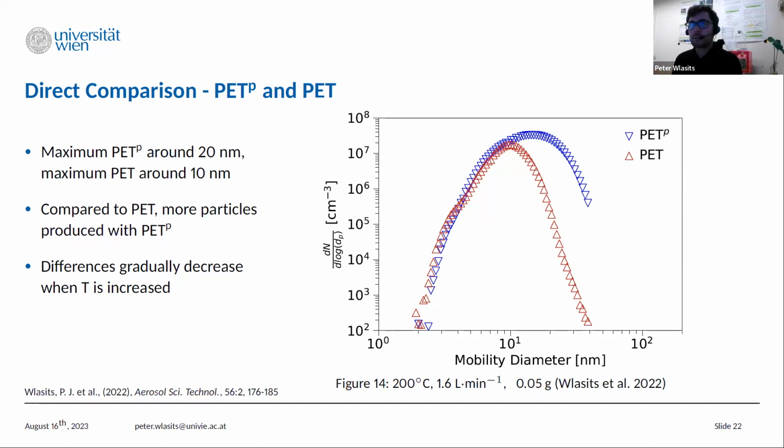What we see is that the maximum of the higher purity PET is centered around 20 nanometers, and the maximum of the commodity PET in red is centered around 10 nanometers.